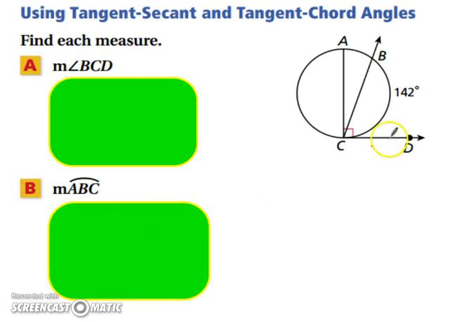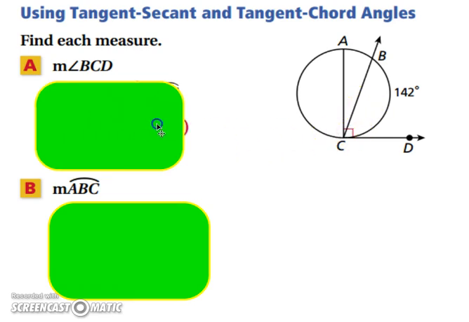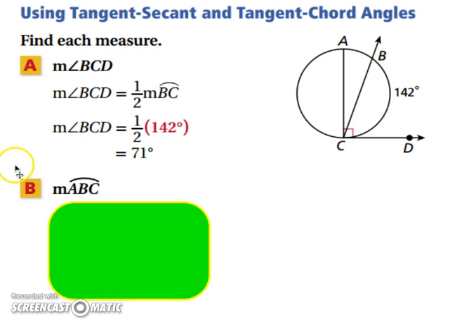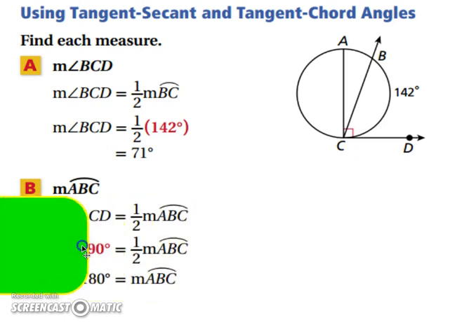Find each measure. The measure of angle BCD. Well, your arc is BC, and since the arc is 142, we're simply going to take half of that, which will leave us with 71 degrees. Now, if we want the measure of arc ABC, we know that angle ACD is 90, so we need to double it, which will give us 180 degrees.